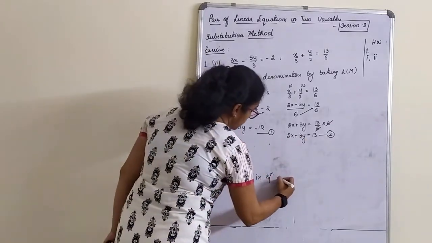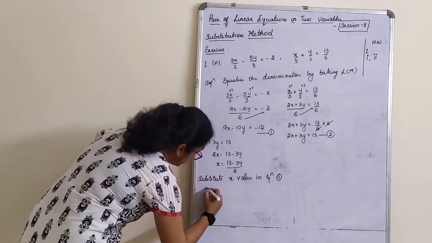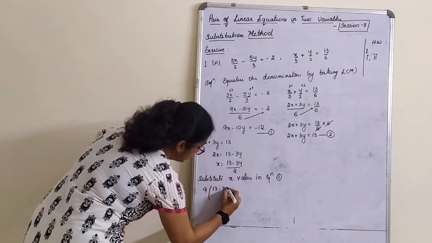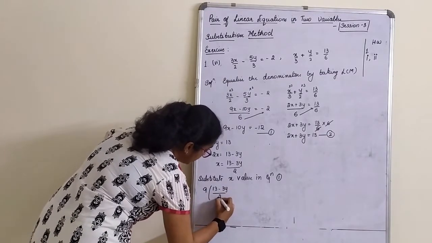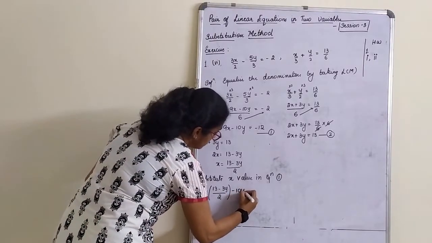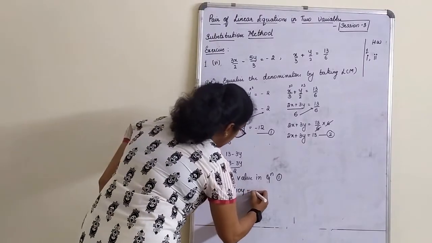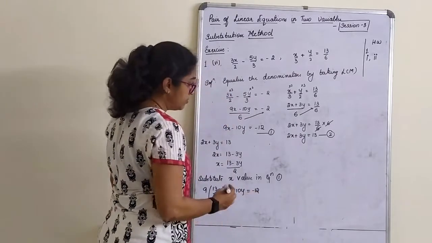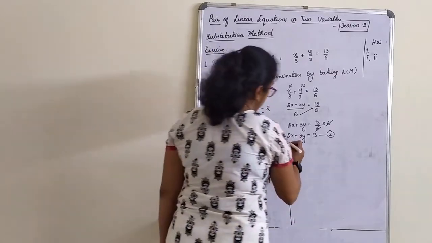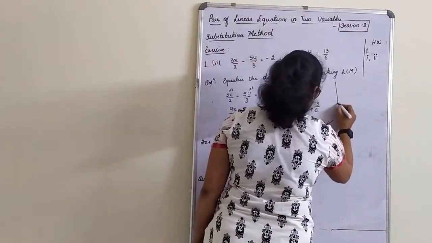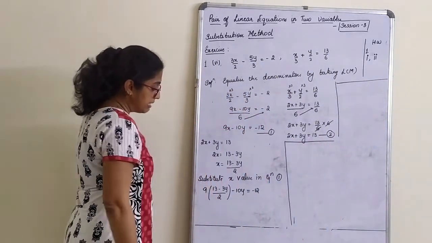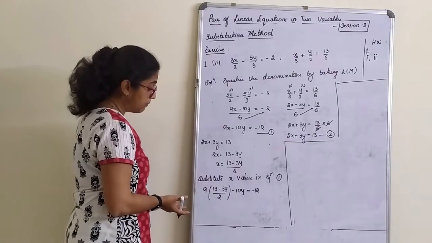So this equation 1. 9x is there, instead of x write (13 minus 3y) divided by 2, minus 10y is equal to minus 12. I do not have space, so I do it here. Kindly adjust. But tomorrow when you do the sum, do it neatly, systematically with all the steps. Okay, so we cannot cancel anything here. Rather, we will multiply with this.